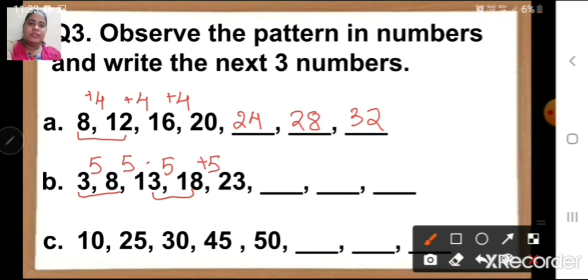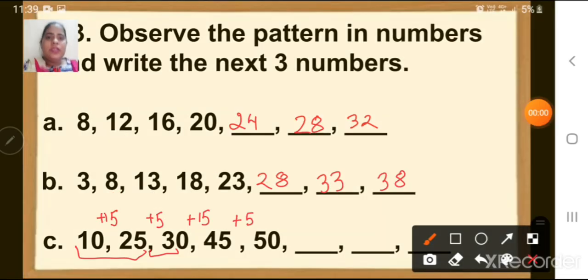So the pattern here, children, is plus 5. Okay, we have to add 5 to the number, right? So 23 plus 5 will be 24, 25, 26, 27, 28. After that 29, 30, 31, 32, 33. 33 plus 5 will be 38. Children, the next pattern is a little bit different.